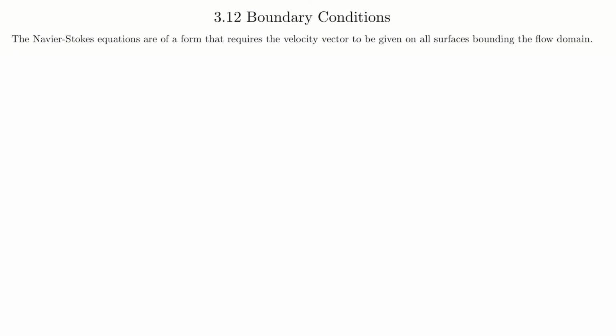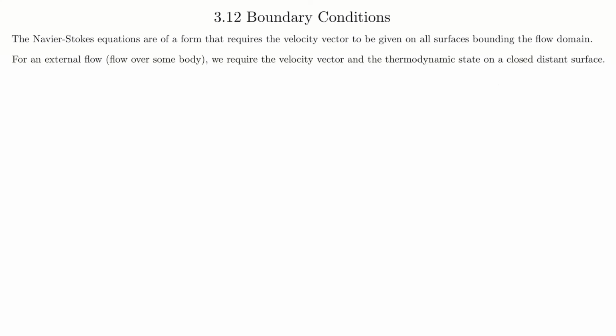This is the final section we're going to look at here for our conservation laws, because this wraps everything up. Firstly, we'll talk about how the Navier-Stokes equations are in a form that requires the velocity vector to be given on all surfaces bounding the flow domain. So I've made a note of that here. To properly formulate our problem, that's something you'll have to make sure you define on your boundaries. If we're solving for an external flow, like flow over some body, like flow over a cylinder or flow over a wing, we have to specify the velocity vector and the thermodynamic state on some closed distant surface to make sure we can solve the equations.